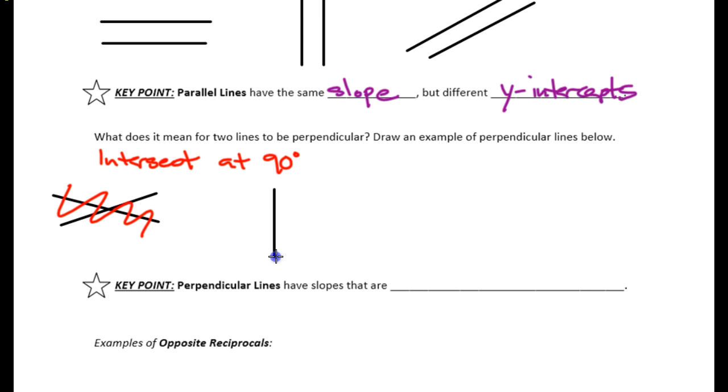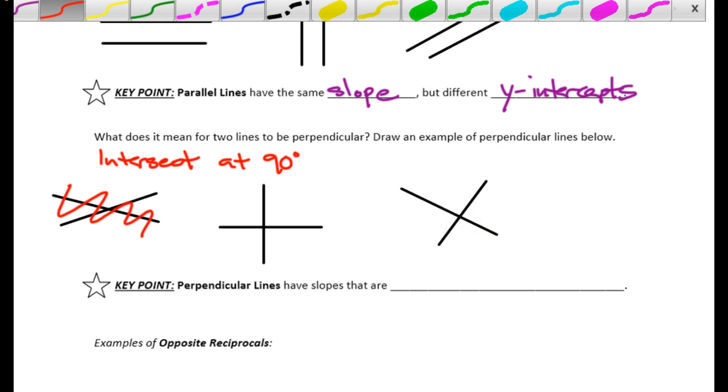So this would be an example of a perpendicular line. Here and here, it makes like a corner of a square. It could also go diagonal. Okay, so if it was diagonal, it would kind of be something like that. Makes the corner of a square. Alright, now here's the key point.